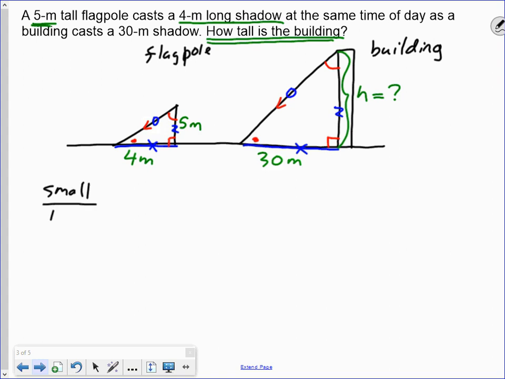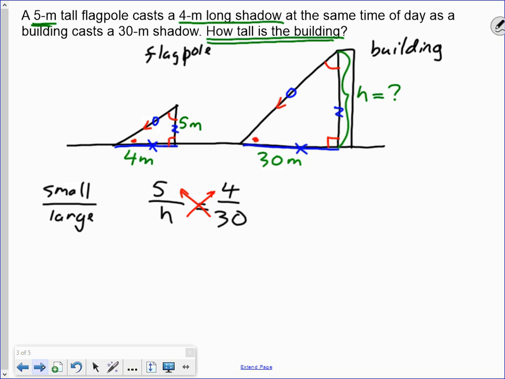Small over large. In our small triangle, we have got a side that is 5 meters, and that corresponds to h in our big triangle, both marked with the squiggles. In our small triangle, we have a side that is 4 meters. That corresponds to the 30 meters in the big triangle. We don't have anything for either of the two sides that are marked with a circle, so we'll just leave it. We are going to cross multiply and divide.